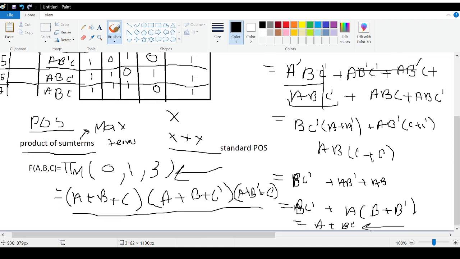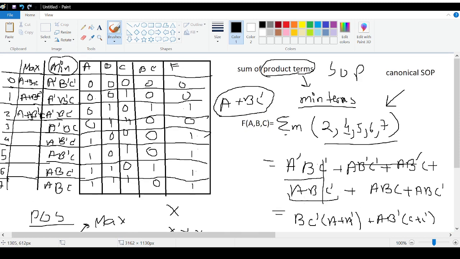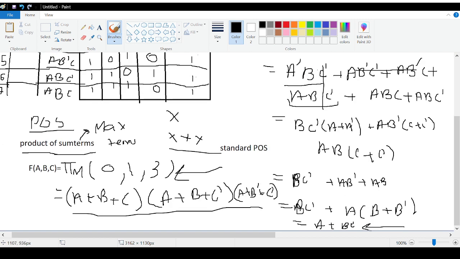Standard SOP, standard POS, the simplified form, these are all equal, but in different forms. A lot of students think that SOP and POS are complements of each other, but they are not. If you simplify this equation, try to simplify this equation at home, you will get A plus BC bar, by breaking the brackets.